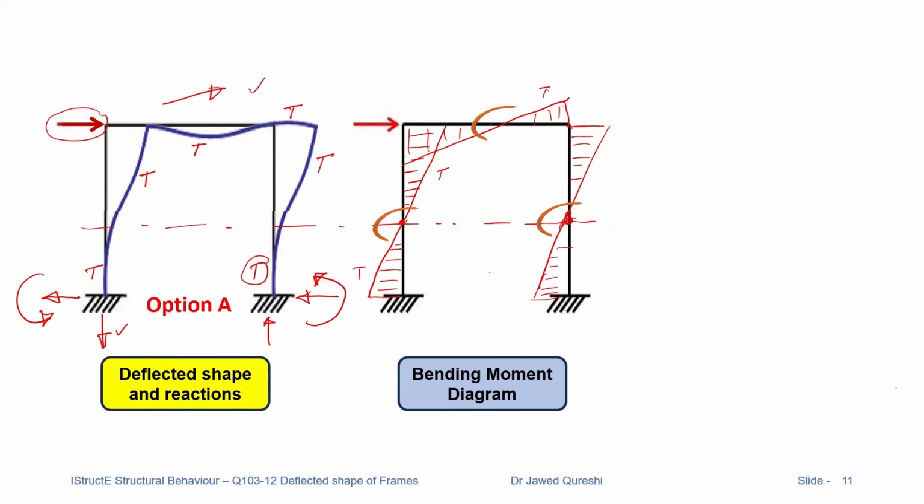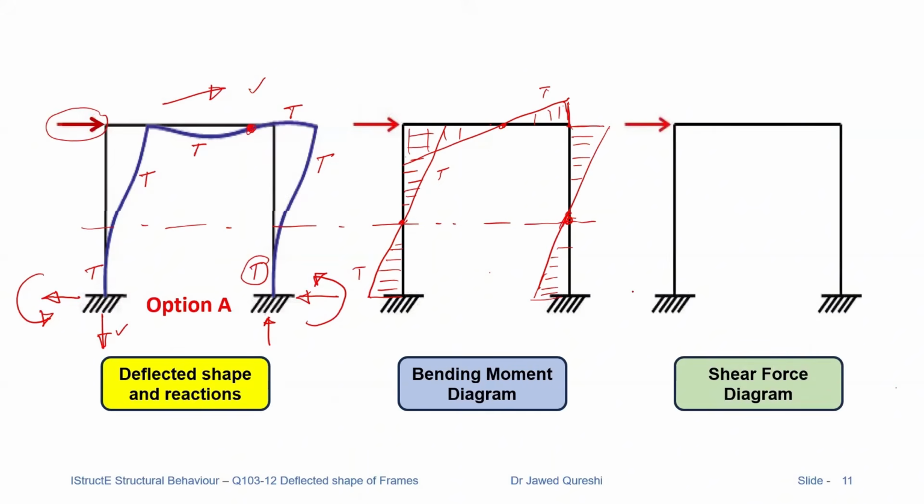Point of contraflexion means where the deflected shape is changing direction from single curvature to double curvature, and it's a point where bending moment is always 0, and we have point of contraflexion over here. So this is how we draw the bending moment diagram. Now once we have drawn the bending moment diagram, then we will draw shear force diagram.